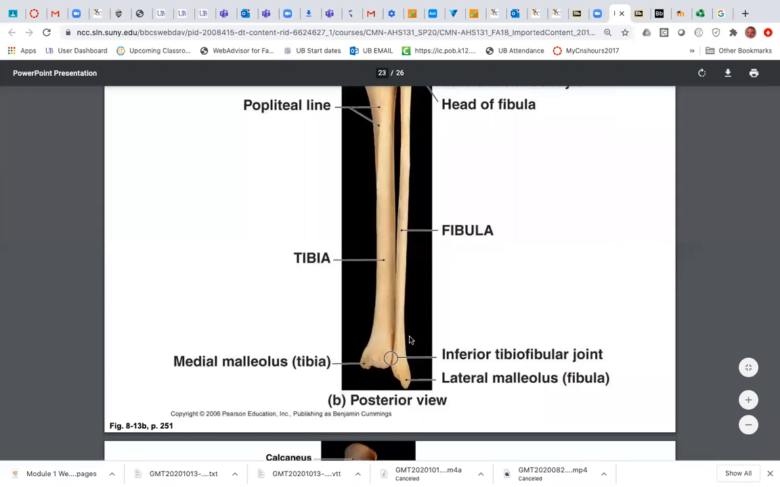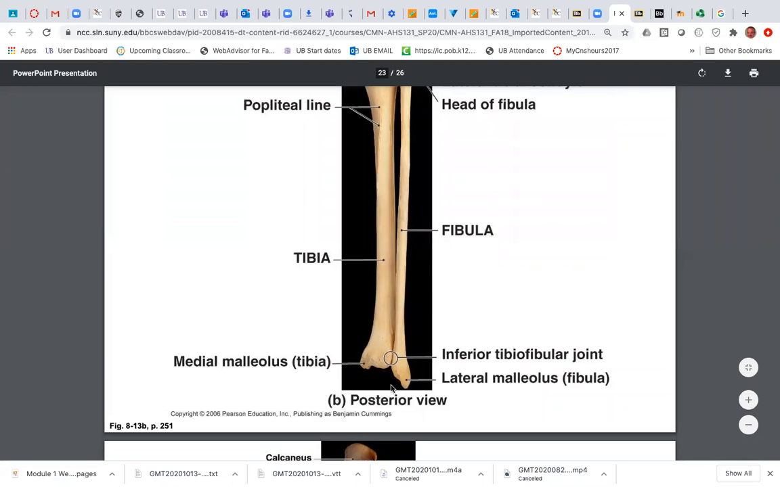I also want you to notice that the lateral malleolus, which is an extension of the fibula distally, extends further distally than does the tibia and the medial malleolus. And why is this an important feature? It's an important feature because it helps to explain why most ankle injuries happen with the foot rolling inward.